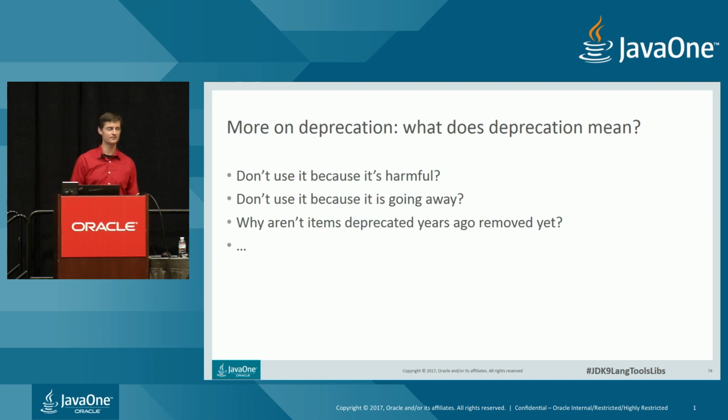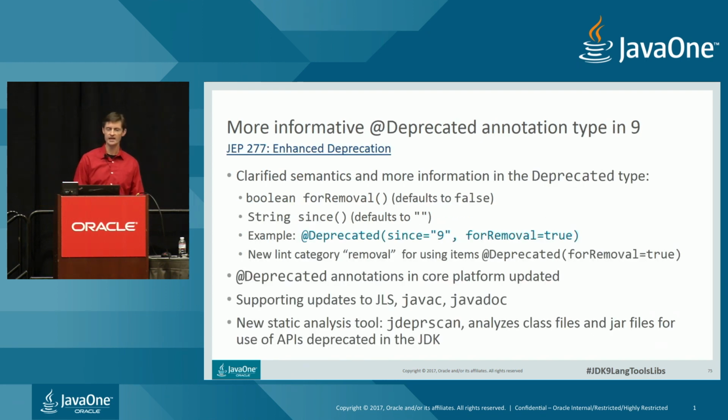So we wanted to give more information in this situation, and we did that by enhancing the information available in the deprecation annotation type. There are 2 new methods added. One of those is a predicate for removal that defaults to false. So if something is deprecated for removal true, that means in some relatively near future platform release, we plan to remove it. You also can add a string for the since release that something was first deprecated.